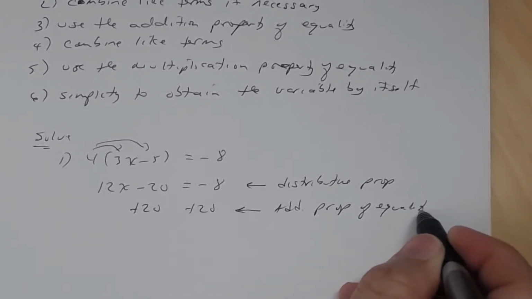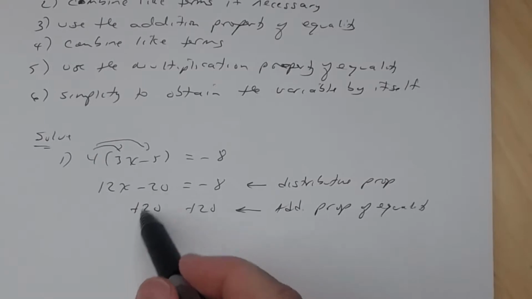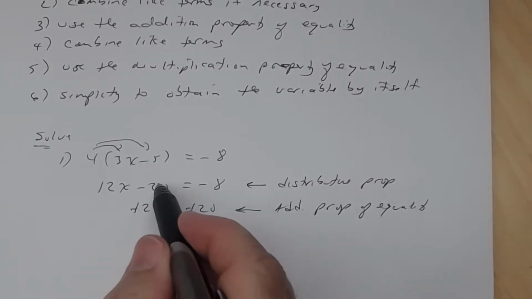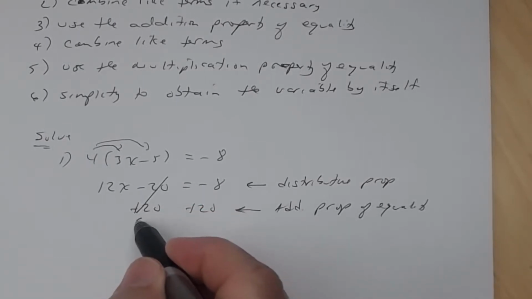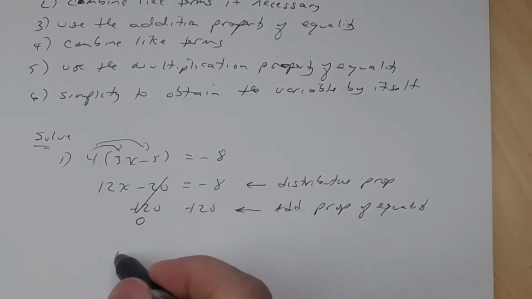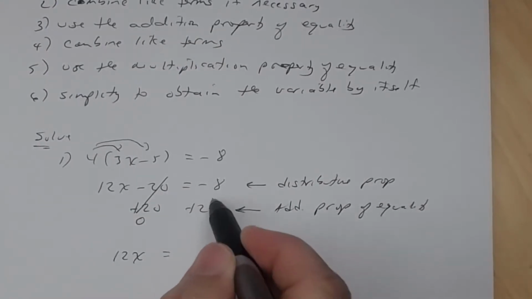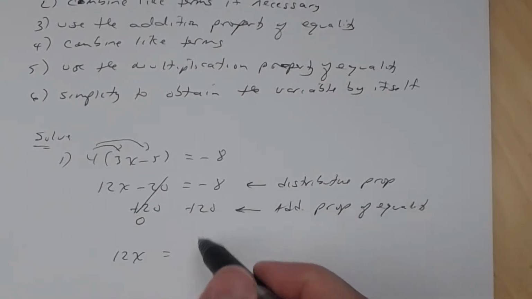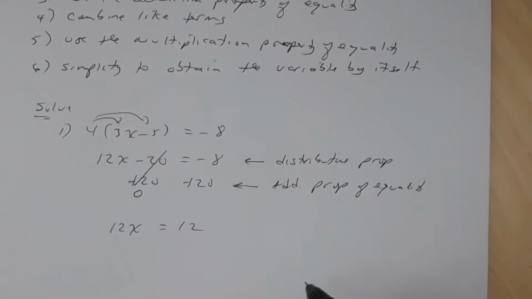All right, now again, once I use the addition property of equality, that's where you can combine like terms. So a negative 20 and a positive 20 is 0. 12x and 0 is 12x, equal, a negative 8 and a positive 20 is 12. All right, so I get 12x equal 12.